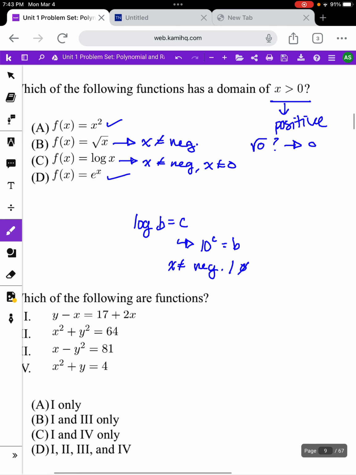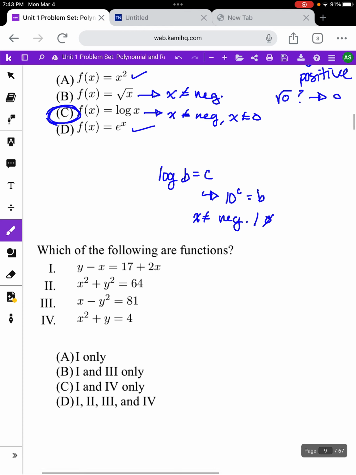Now, if I read this very carefully, it says x greater than 0. That means x can be 0, right? So the function I'm looking for, x cannot be 0. So this would be the correct answer. It's a tricky one. They're going to want you to write b, but it's actually c because it doesn't include 0.